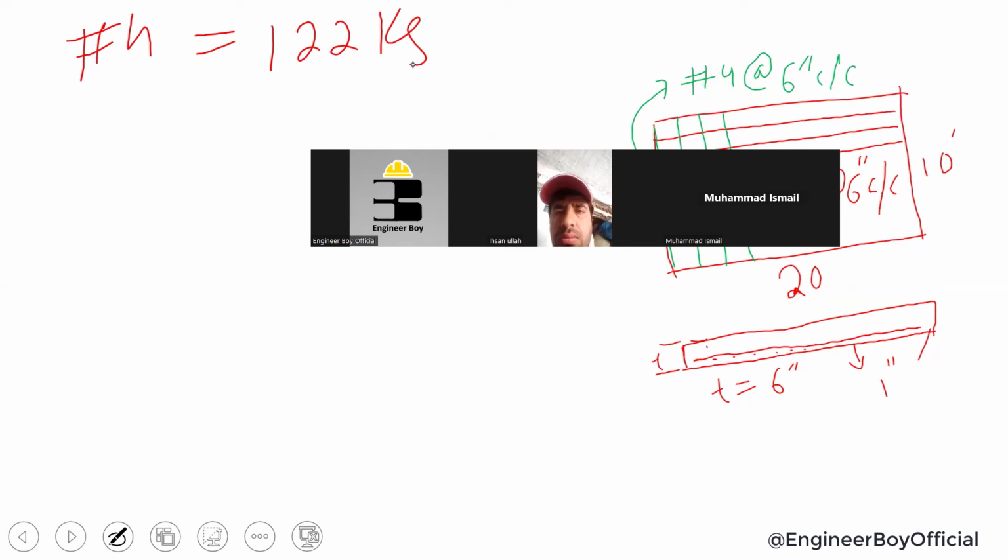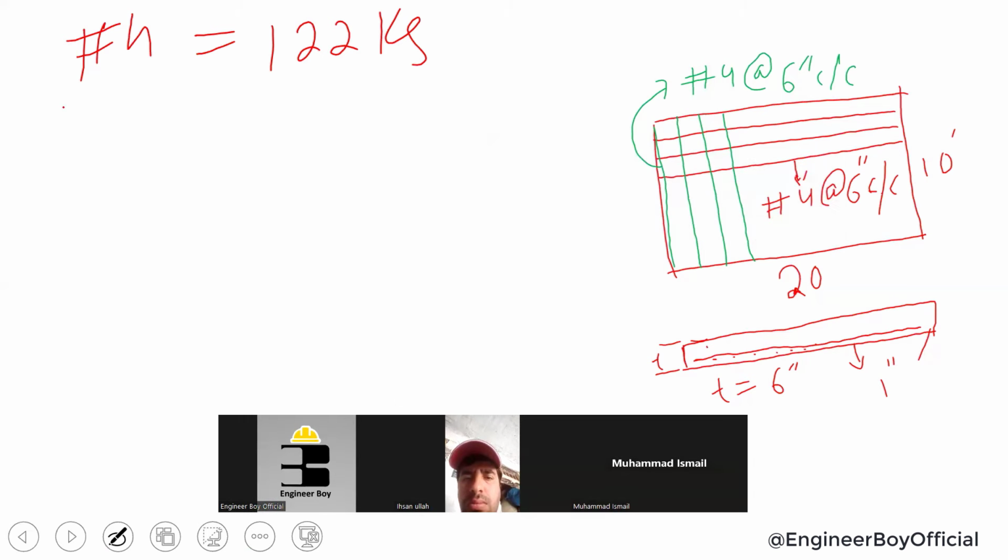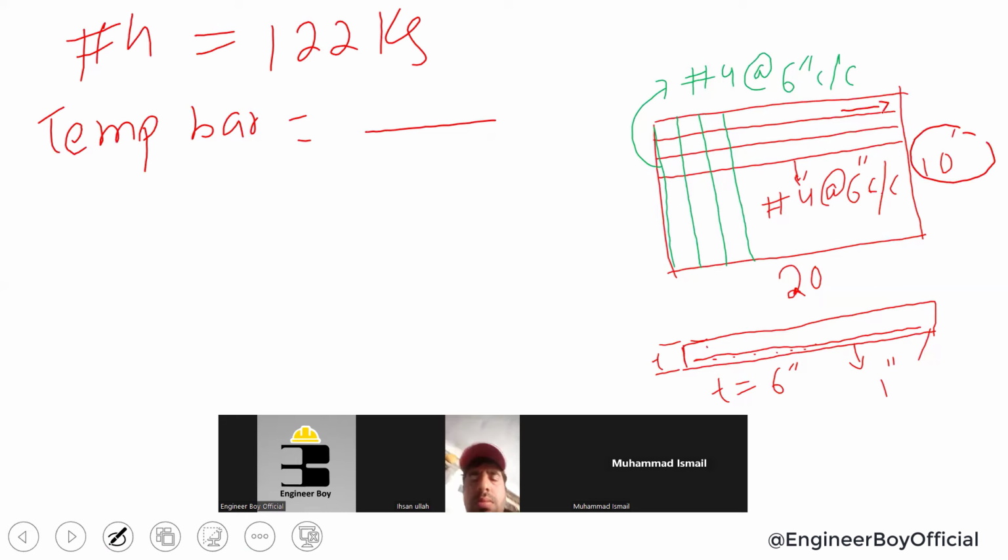Now let's just talk about the distribution bars, which are also known as temperature bars. And we will just calculate the number of bars. For that, we will take the length, which is 10 feet, because as you can see, the distribution bars are dividing the same length, which is 10 feet. So 10 by the center to center distance, that is 6 inches, and we will add one bar extra.